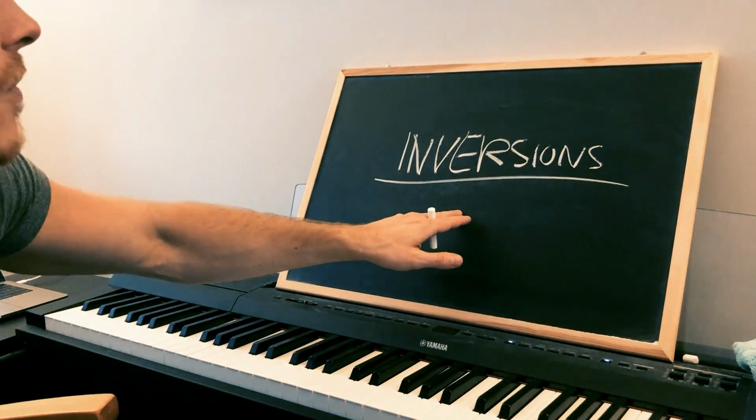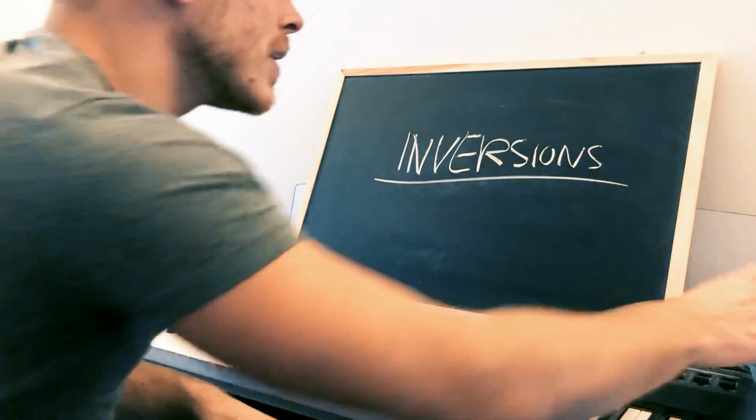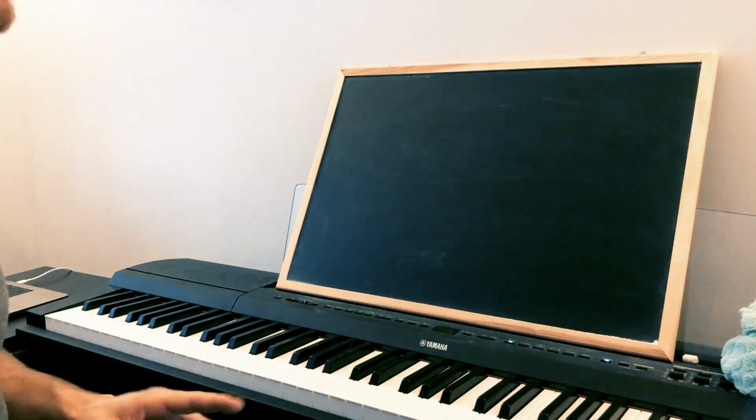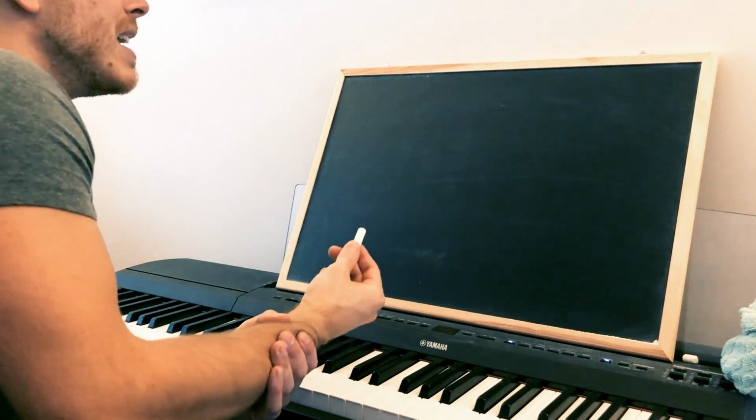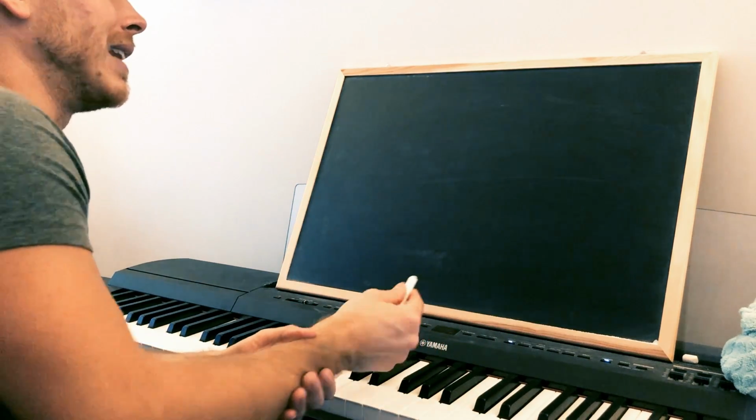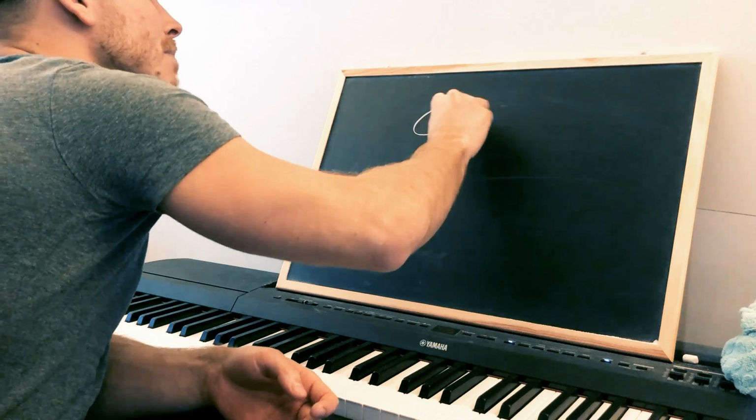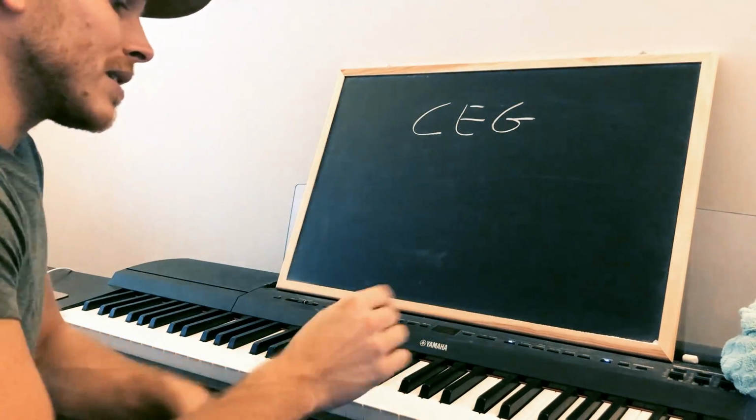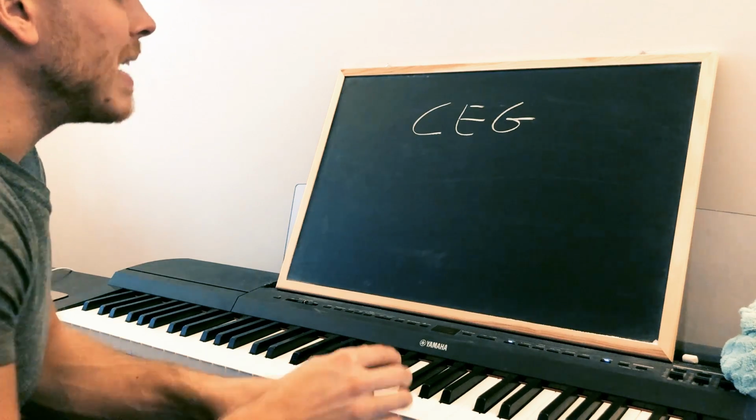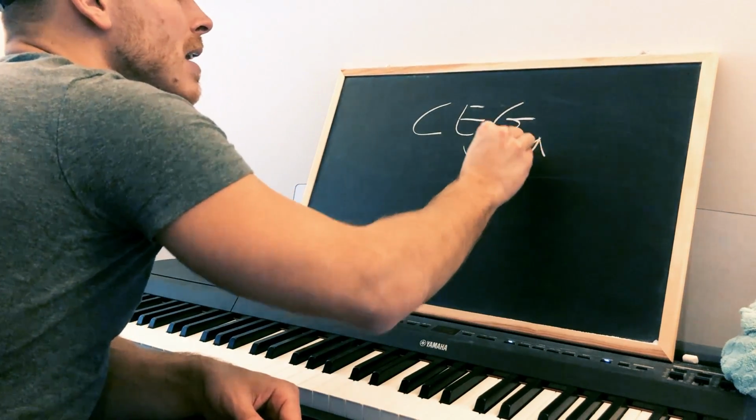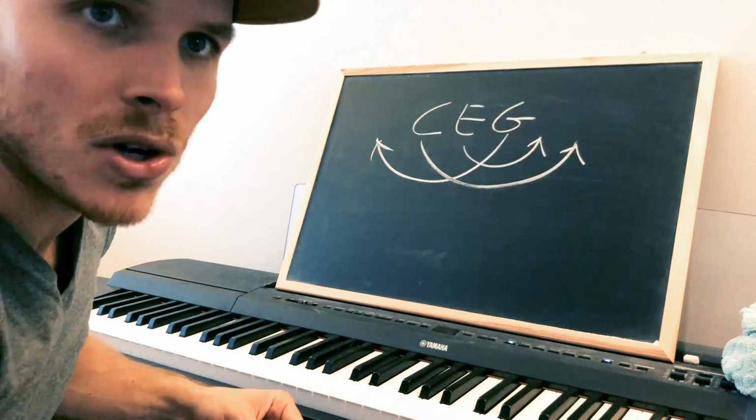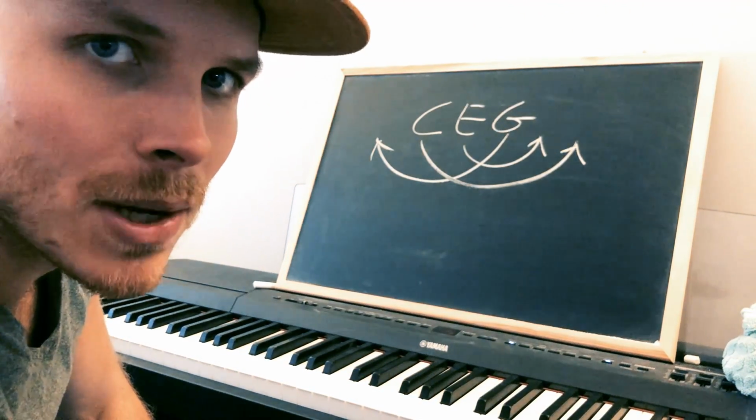But for now, I want to talk about inversions. So what is an inversion? Well, in order to understand what an inversion is, you basically have to understand what a chord is first. An inversion basically means that we're going to take a chord and invert the layout. So if we take the most familiar, the most known chord, the C major chord, right here, and we want to invert that, basically what we're doing is moving notes around until we get a different structure.